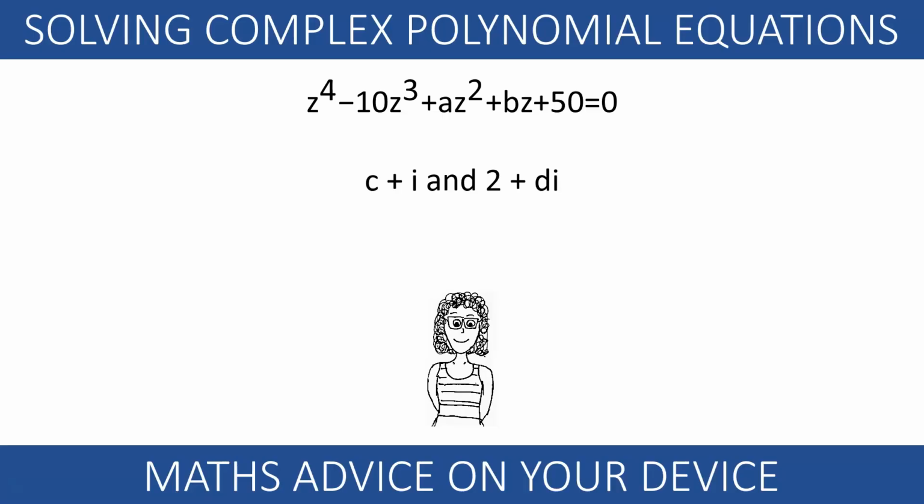In this video, we solve a polynomial of degree 4 with real coefficients. The two solutions are looking like c plus i and 2 plus di, and we need to find c and d. Since the coefficients are real, the solutions come in conjugate pairs, as we explained already in our previous video. So c minus i and 2 minus di are solutions too.